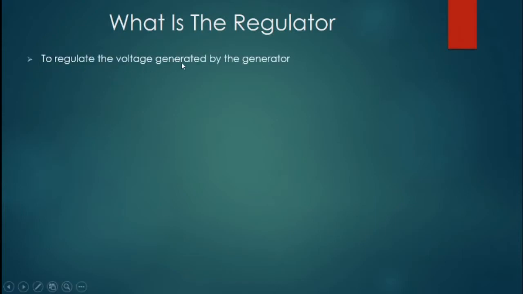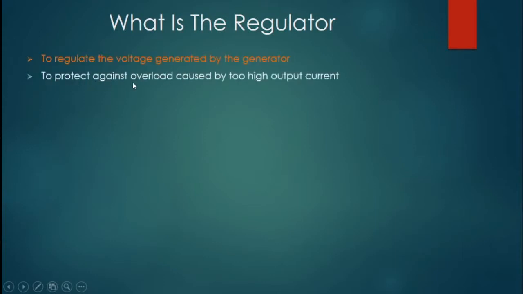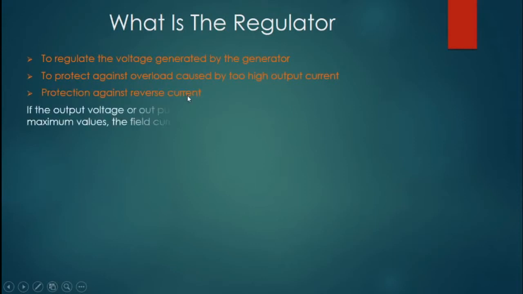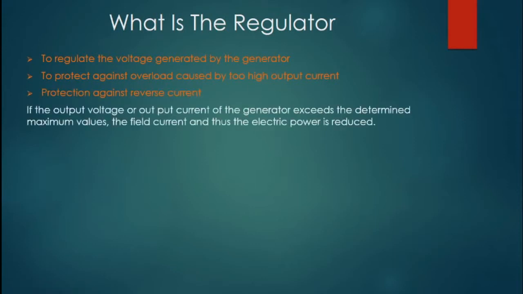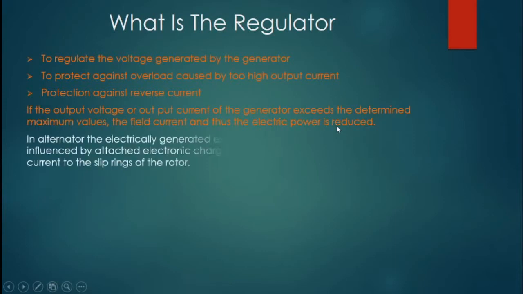First, regulating the voltage generated by the generator is the first function. Second function, protection against overload caused by too high output currents. And third one is protection against reverse current. So if the output voltage or the output current of the generator exceeds the determined maximum value, the field current, and thus the electric power, is reduced.